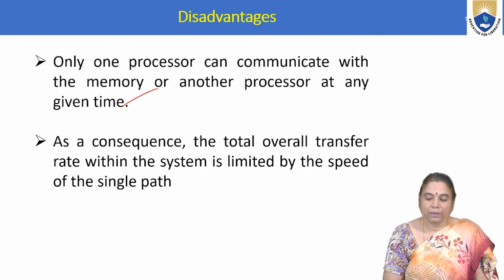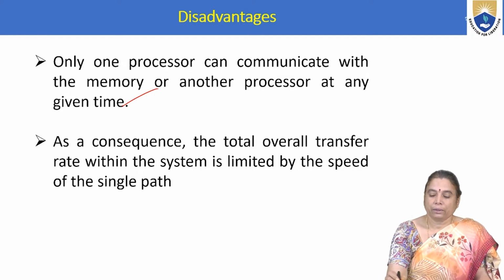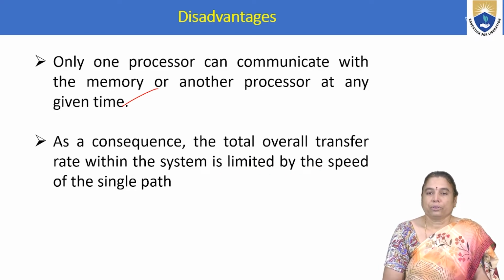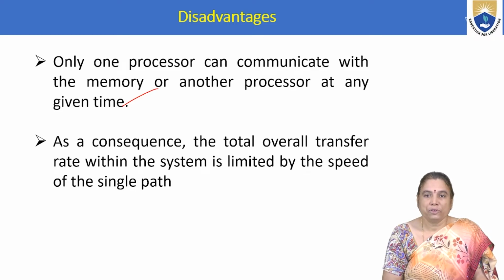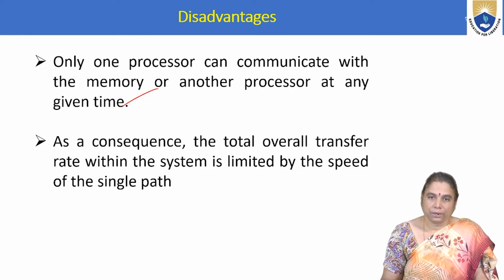As a consequence, the total overall transfer rate within the system is limited by the speed of the single path. So the speed can be reduced. Why? Because a common single path is used for communication between the various processors. So these are the disadvantages of the time shared common bus interconnection structure.